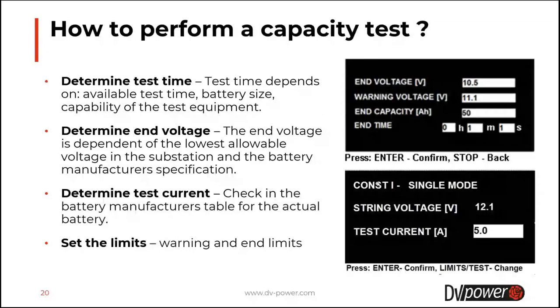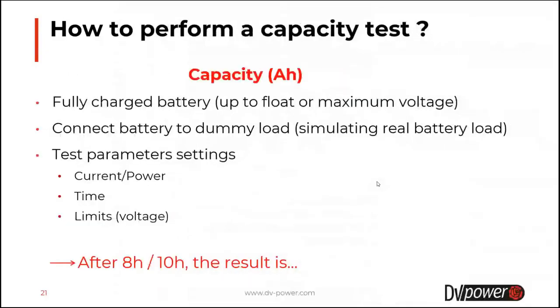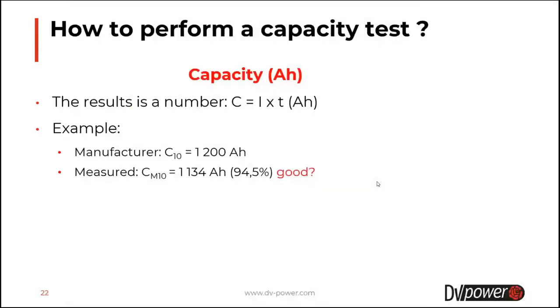Of course, before performing the capacity test, you have to charge a battery up to float or maximum voltage in order to determine the full capacity of that battery. Connect it to a dummy load, and in this case, a dummy load is our battery load units that simulate the real battery load. After that, you set the test parameters as we already said: current or power, time and limits. And then after 8-10 hours, the result of a capacity test is a single number, expressed as a percentage.